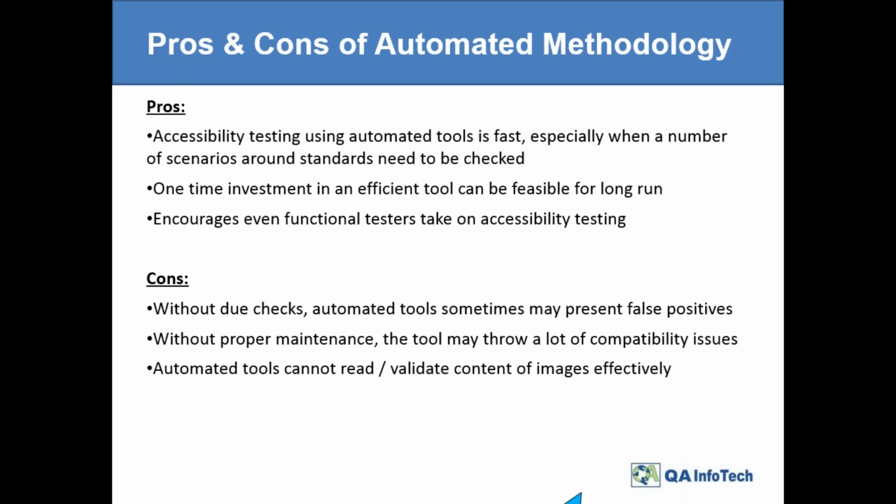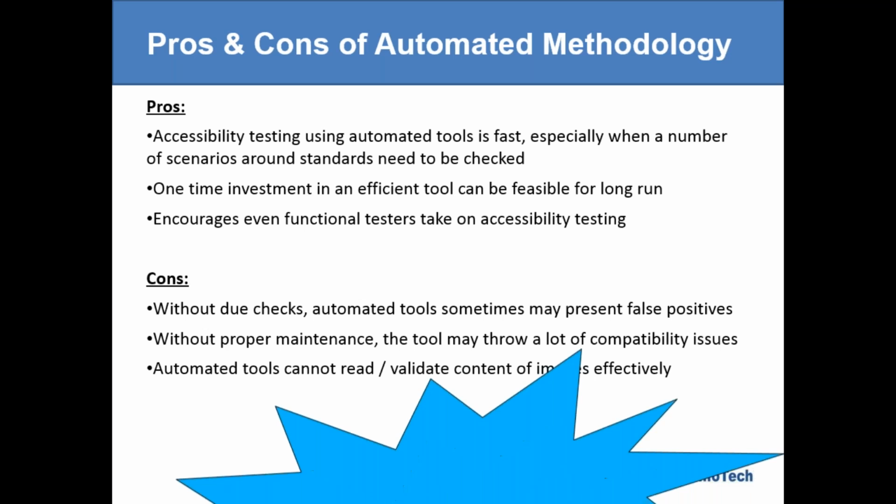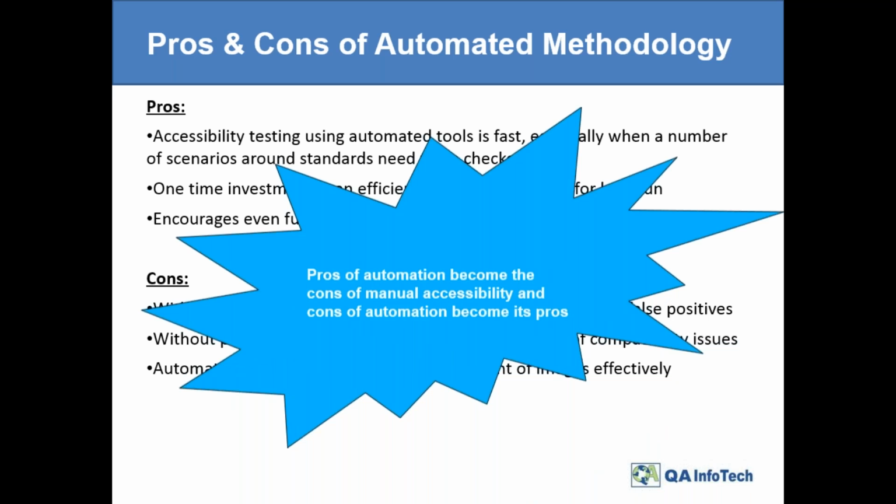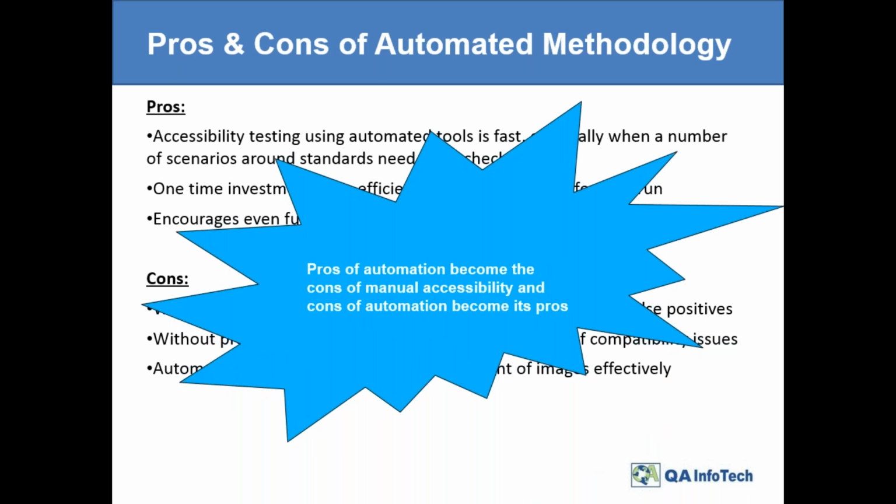Definitely, we can say that the pros of automation become the cons of manual accessibility testing, and the cons of automation become its pros.